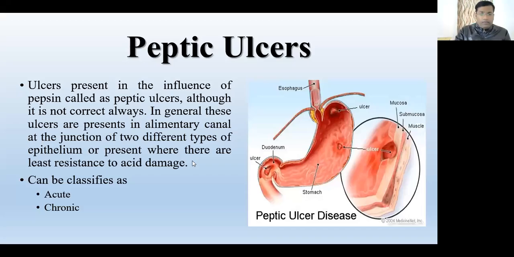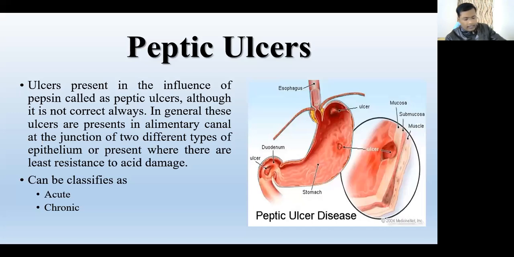Okay, so when we say peptic ulcers, we mean the ulcers which develop in the presence of acid and pepsin. It means there must be gastric mucosa involved. There must be gastrin secretion and acid secretion for the development of peptic ulcers.